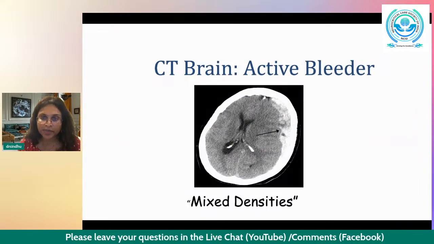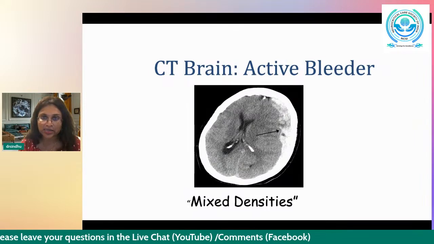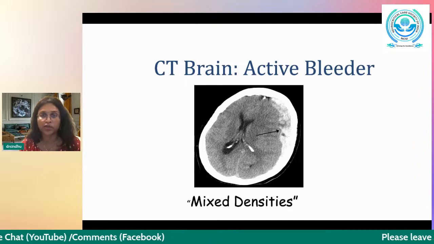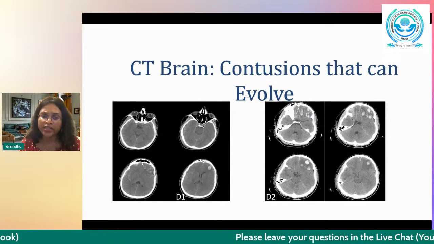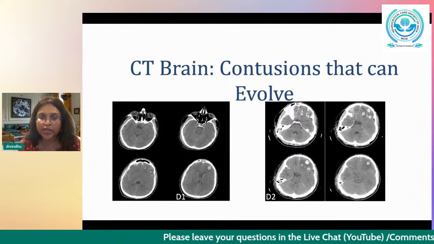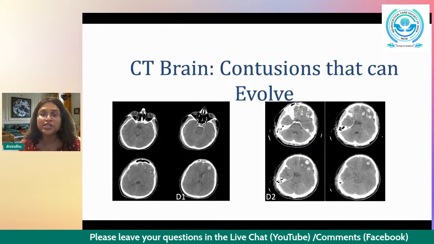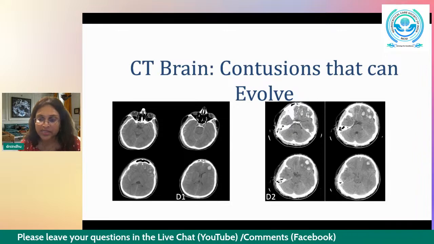So sometimes on the CT brain, we'll be able to see some mixed densities. That means there is an active bleeding going on, and so we might have to do an interval CT also later. Sometimes the patient comes, the GCS may be preserved, and there may be only a small contusion, but contusions tend to evolve. So definitely an interval CT has to be done.